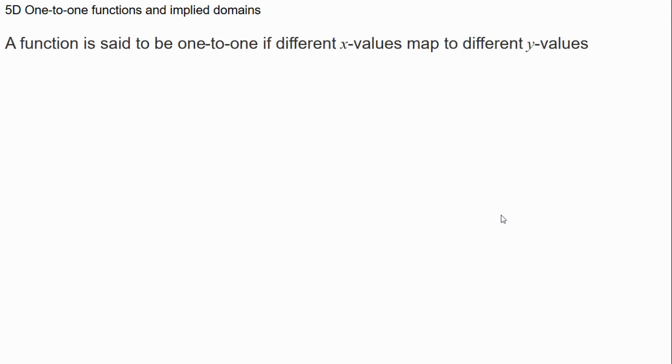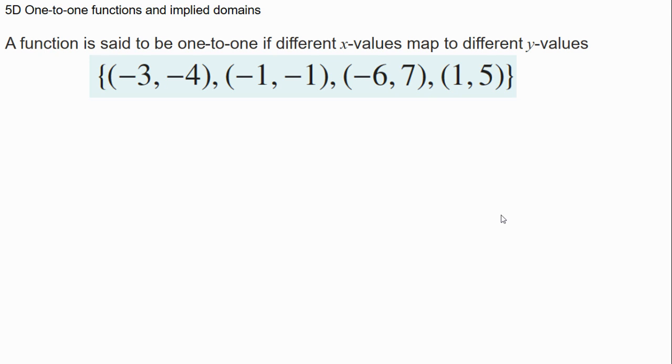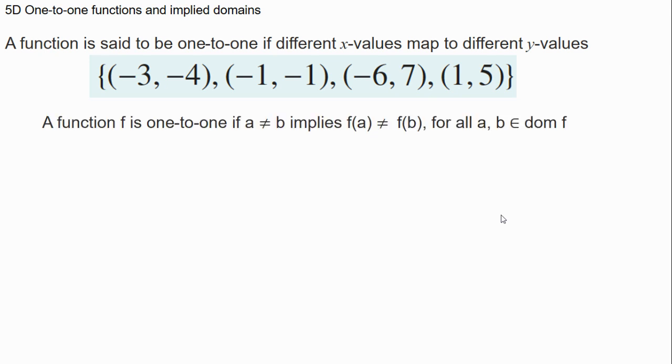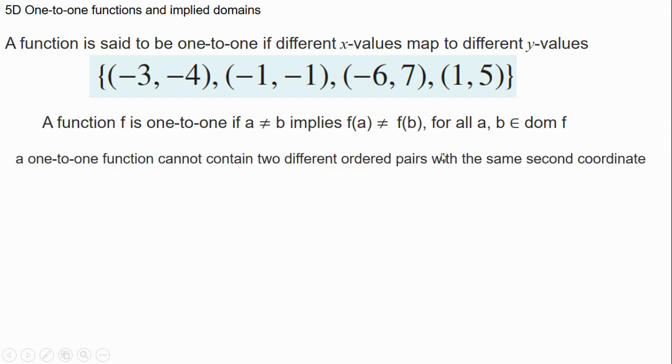Looking at D, a 1-to-1 function. A function is said to be 1-to-1 if different values of x map onto different values of y. It's very similar to what a function is. So a function f is 1-to-1 if a doesn't equal b implies that f of a doesn't equal f of b, for all values of a and b. A 1-to-1 function cannot contain two different ordered pairs with the same second coordinate. Previously it was the same first coordinate, wasn't it? So for a function, it was the same first coordinate. Here it's the same second coordinate. They're all different.